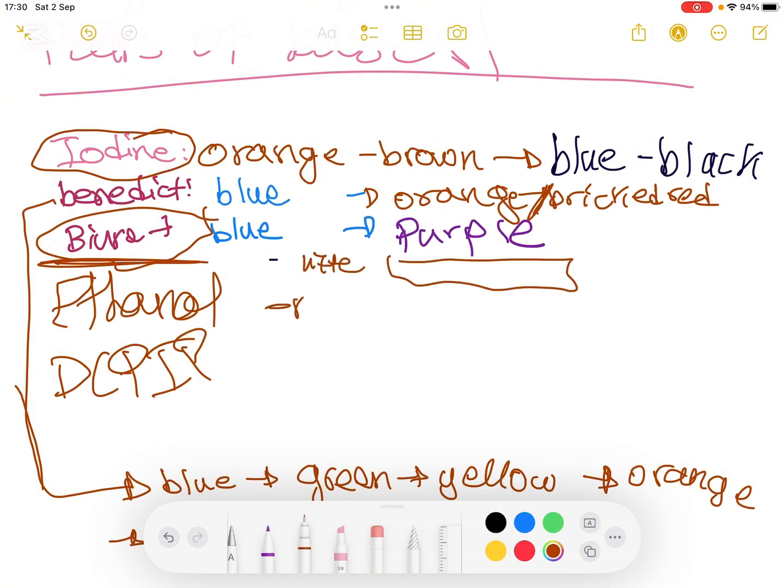If it's a negative result, then it's blue. If yes, which is positive, then it's purple.